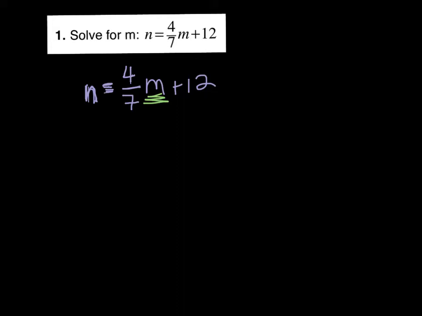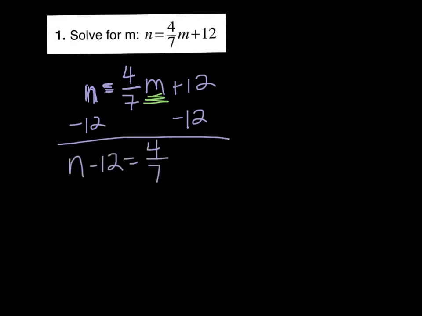So I'm going to start just as I did before by undoing what was done to the variable. So we have a coefficient of 4/7, but I'm going to start by getting rid of this 12 because I usually start with addition and subtraction, and that comes after multiplication in the order of operations. So the adding 12 came after the 4/7 multiplied by m, so that's what we want to get rid of first.